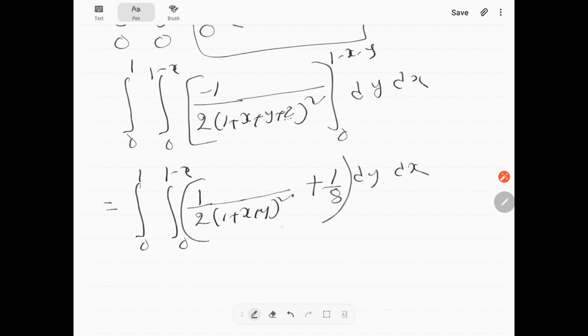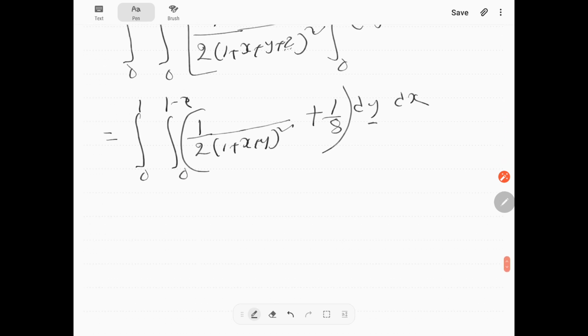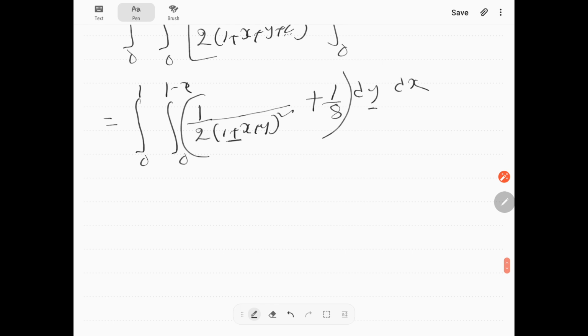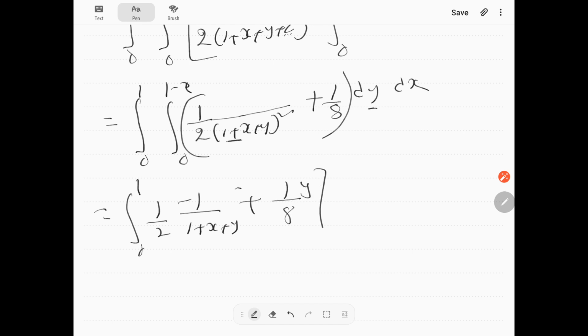Again, I need to integrate this. Because I am doing the integration with respect to y, my x is constant. So consider this 1 plus x as something like b. Now I have (b plus y) whole square. What is the integral of 1 by (b plus y) whole square? It is minus 1 by (b plus y). Therefore, minus 1 by (1 plus x plus y) plus the integral of 1 by 8 is 1 by 8 into y, in between 0 to 1 minus x, dx.